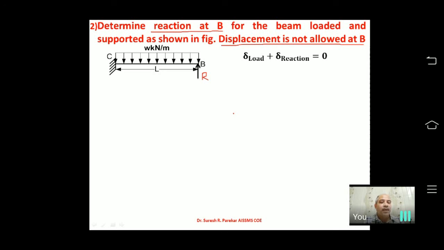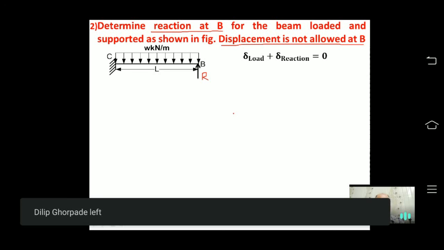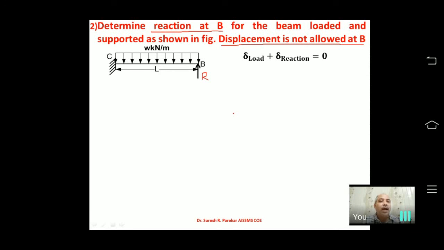Just like the last problem, there we calculated M. Here we will calculate R. So this is known as superposition. We are going to superpose the displacement of one on the other.